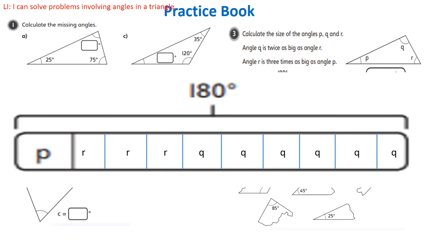So 180 divided by 10 will give us the size of P and the size of each of your sections. You're then going to do 3 times that number for R and 6 times that number for Q to work out the answer.